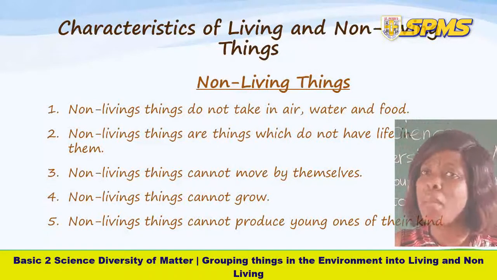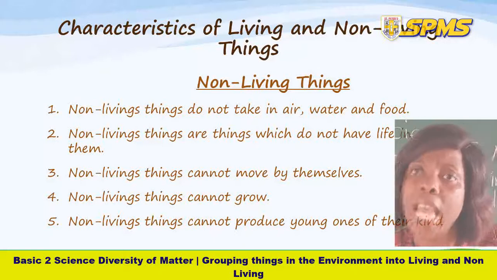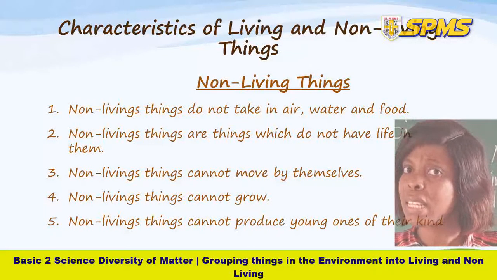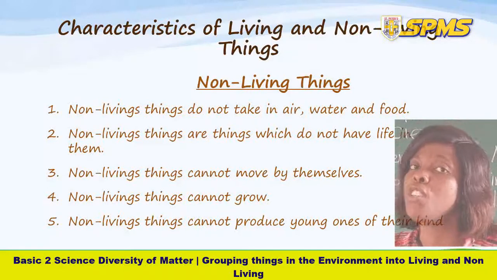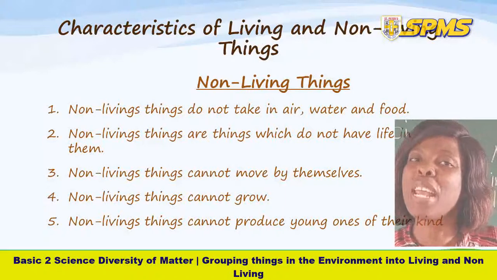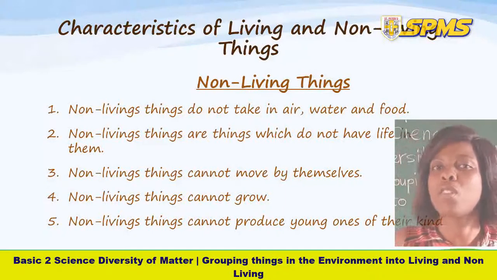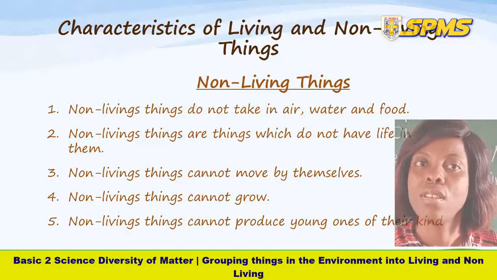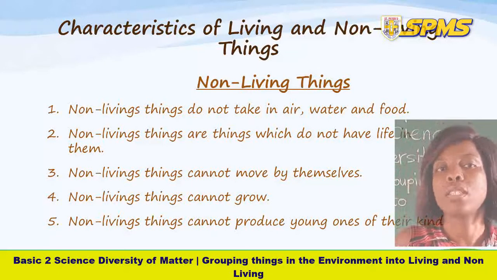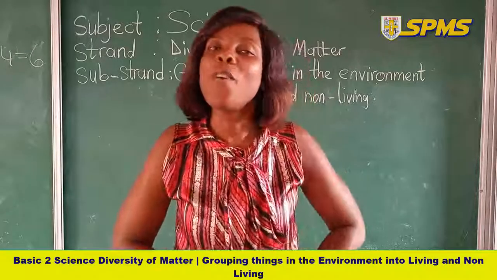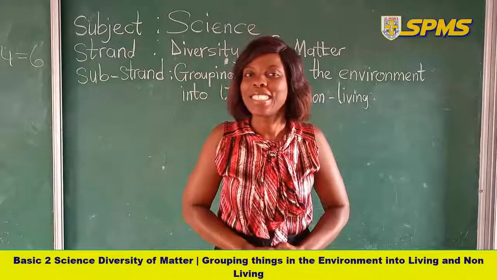How do we get them? Human beings produce them. Do you get it? Yes, if you want to have plenty chairs, you need to produce it. Human beings produce them. So that doesn't mean they produce young ones of their kind. They don't. They don't have life. So they can't produce young ones of their kind. Very good. Hope you've enjoyed today's lesson.